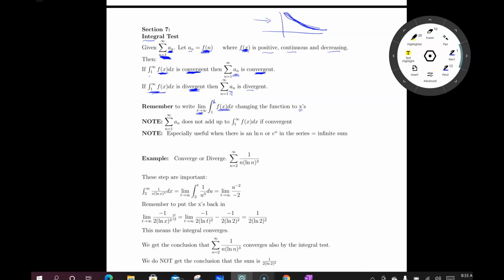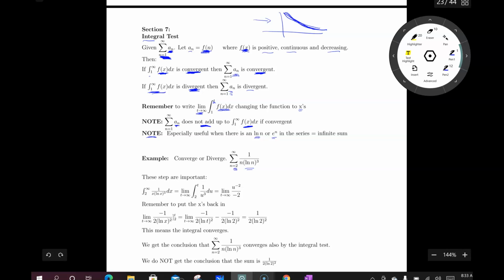So again, I'm just saying here that I don't get the sum of what this converges to. So when do we want to use this integral test? Because every test has its own time that it's useful. Usually pretty useful if I have an e or an ln in it. So here's one right here. Converge or diverge? Can't use the p-test, can't do partial fractions, there's a lot of things I can't do. So I'll do the integral test.